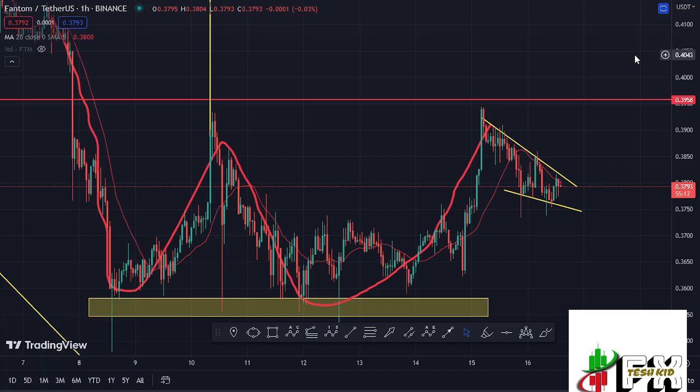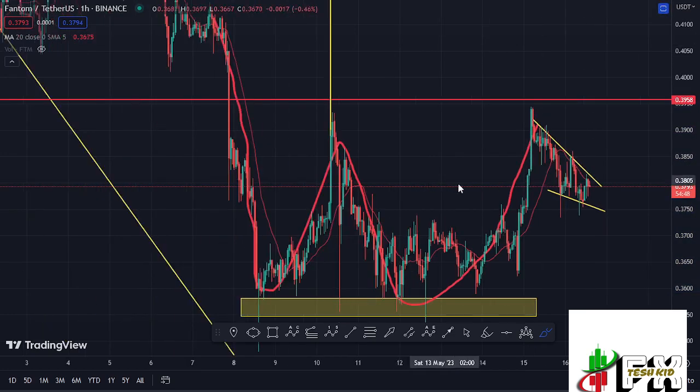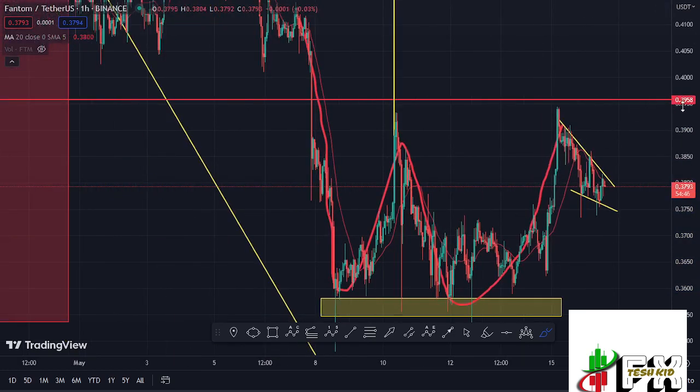And at the time of this recording, Fantom is holding below the 20-day MA here on the 1 hour chart, which is now acting as a resistance for us to continue gearing up. We are also seeing a bit of a breakdown after seeing this massive run up in a move that gave us a high at around the $0.39444 mark.